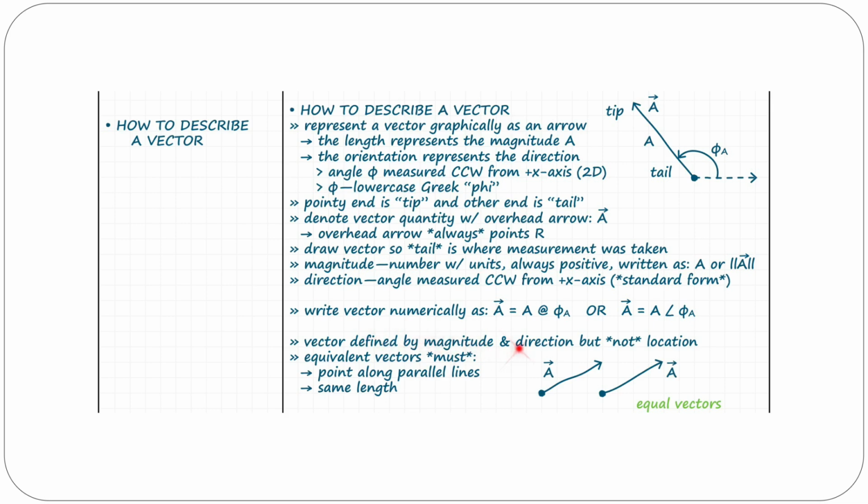And vectors are defined by a magnitude and a direction. You can't change the magnitude and direction. That's part of your measurement, but vectors are not defined by the location. You can pick a vector up and move it, and it's still the same vector. So as long as vectors point along the same line, they have the same direction, and they have the same length, that makes them equal vectors. So here you see two different vectors A that are equal to one another.